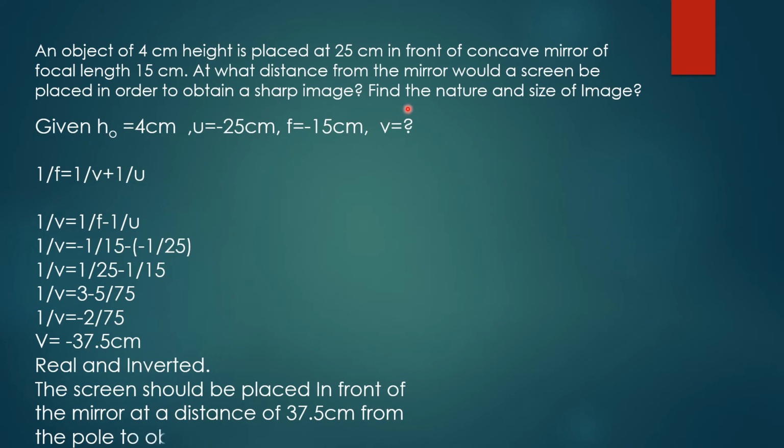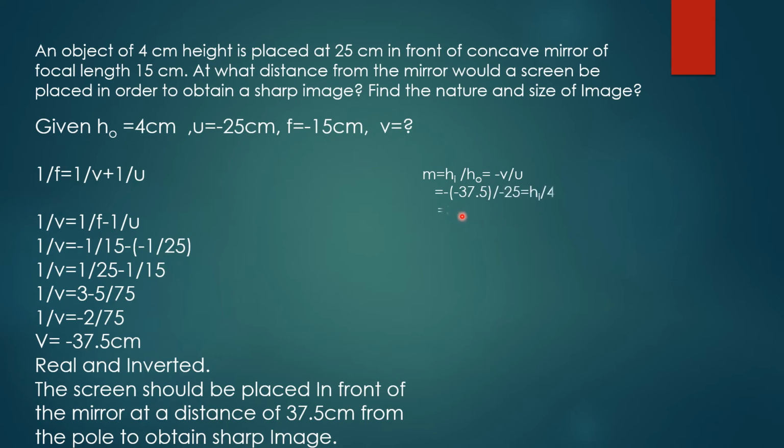You are asked to find the size of the image, that is height of the image. To find the height of the image, what you have to do? You have to apply the magnification formula. What is magnification? We defined it is the ratio between the size of the image to the size of the object. So, magnification M is equal to HI by HO or minus V by U.